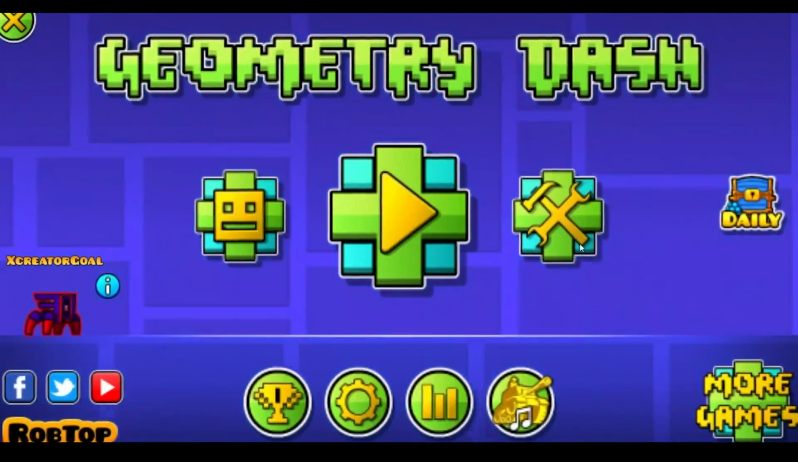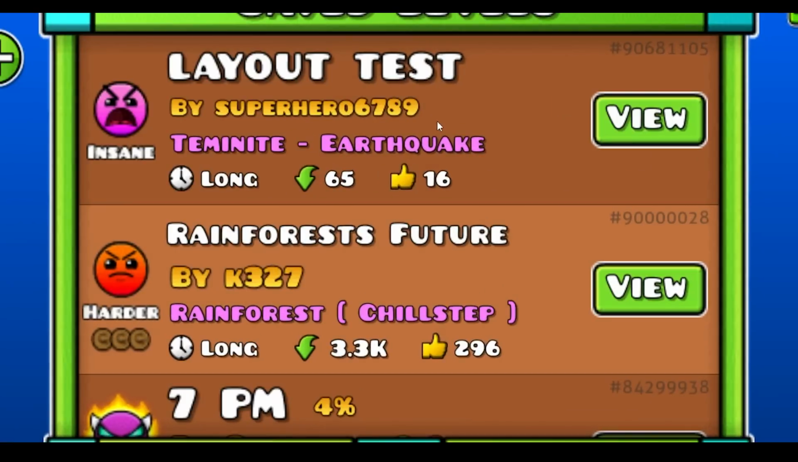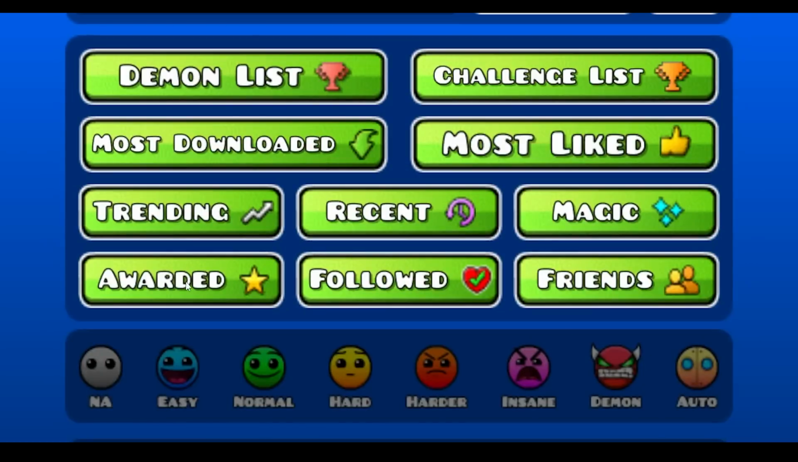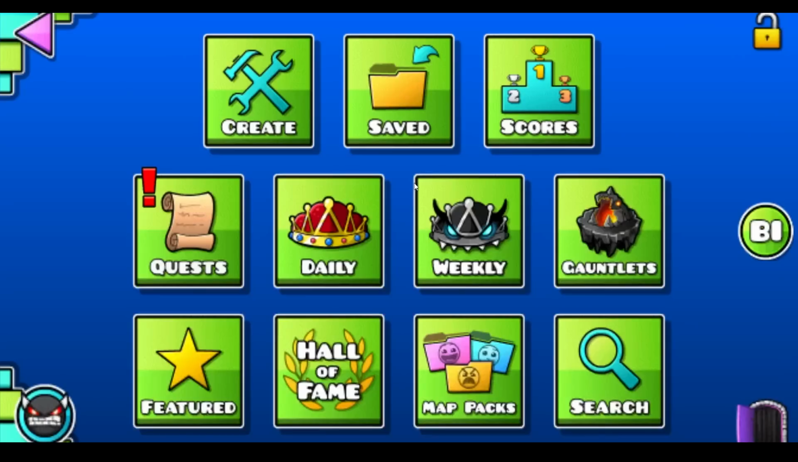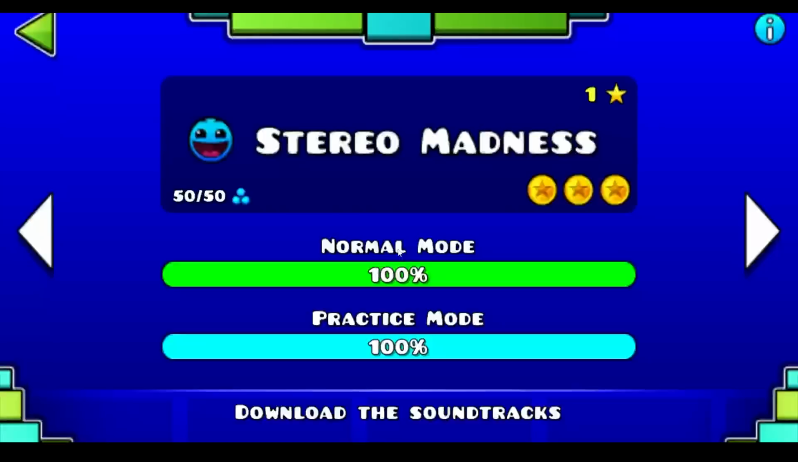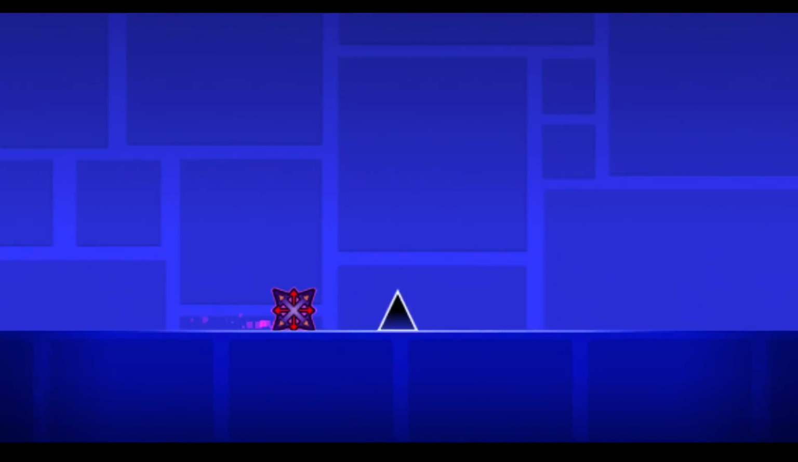But I'd still like to have this feature in the game because when I stream on Twitch at twitch.tv/XCreatorGoal, I sometimes have a lot of lag, and so I just use this texture. Which is very low quality, I know.